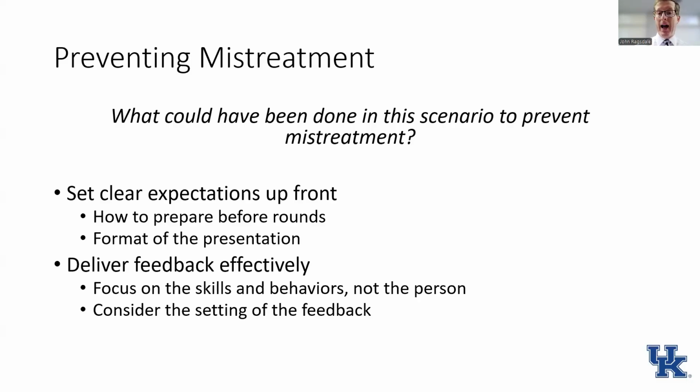Another intervention that can be helpful is how to deliver effective feedback. In this case, that means focusing on the skills and behaviors, in this example oral presentation, not making it feel personal. Also consider the setting that the feedback is delivered in. Maybe this feedback would be better received one-on-one rather than in a team setting. So how do we help faculty deliver feedback effectively? And then being respectful in communication, and reminding people that we always have to be respectful no matter what type of communication, no matter what the setting is. So these are some examples of ways to prevent mistreatment and try to cultivate an appropriate learning environment.